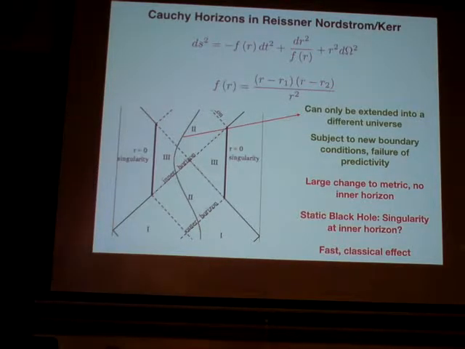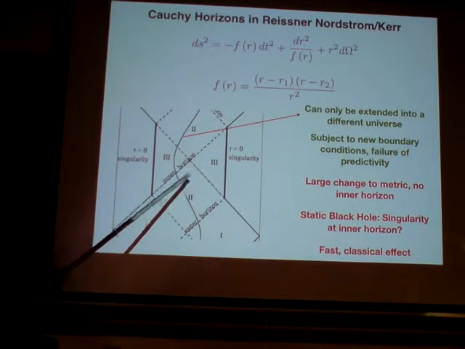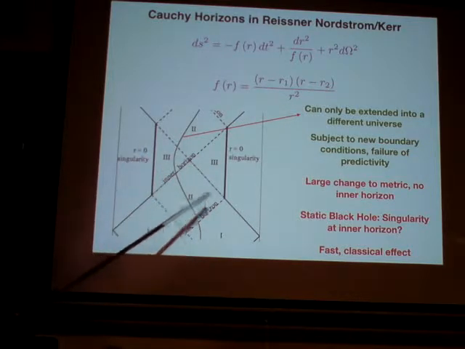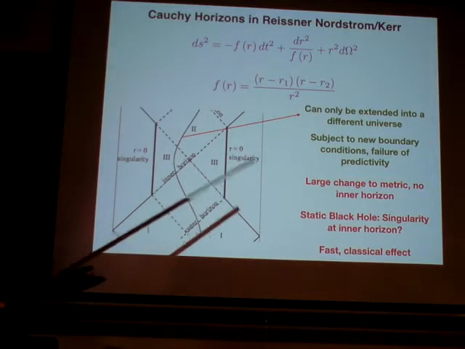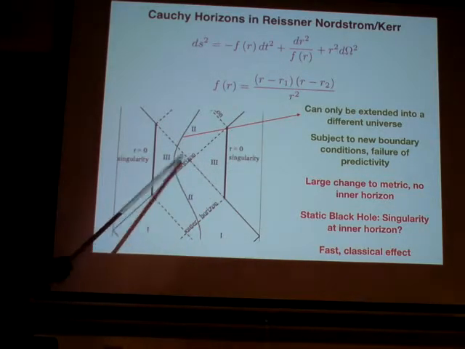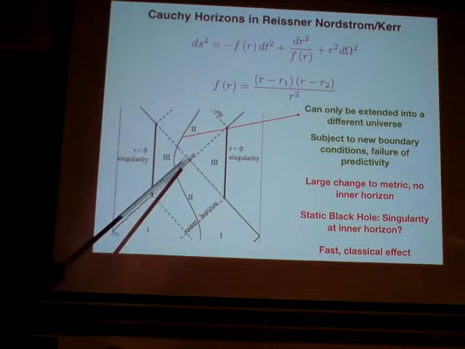So the only way to avoid this problem really is if there is a sufficiently large change to the metric here, so that the inner horizon no longer exists. And if you have a static black hole, something that is not changing in time anymore, the only sensible possibility there, if you want to remove the inner horizon completely, is for there to be something singular happening at the inner horizon itself.